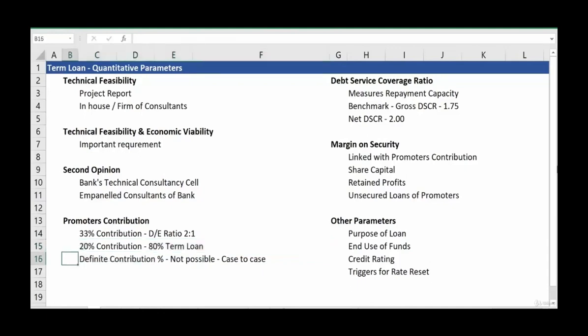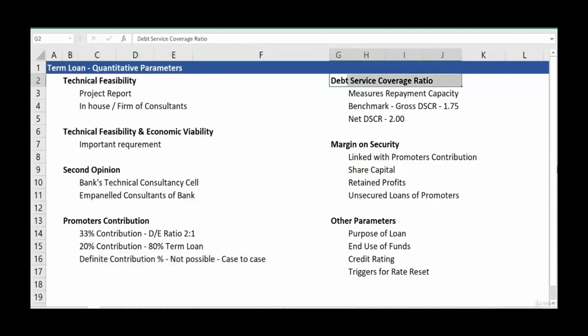There should be a definite contribution from promoters, but what should be the exact contribution level? What is the definite contribution level for promoters cannot be prescribed for all customers. It's going to be on case to case basis, and here sanctioning authorities will have discretion to decide that contribution level. The next aspect is debt service coverage ratio.